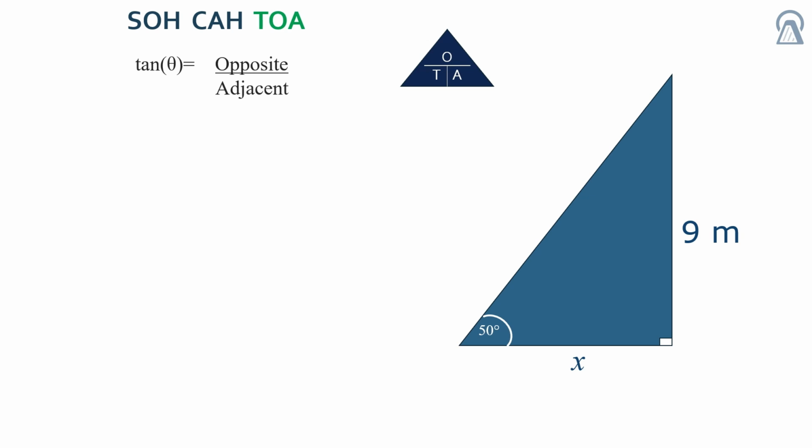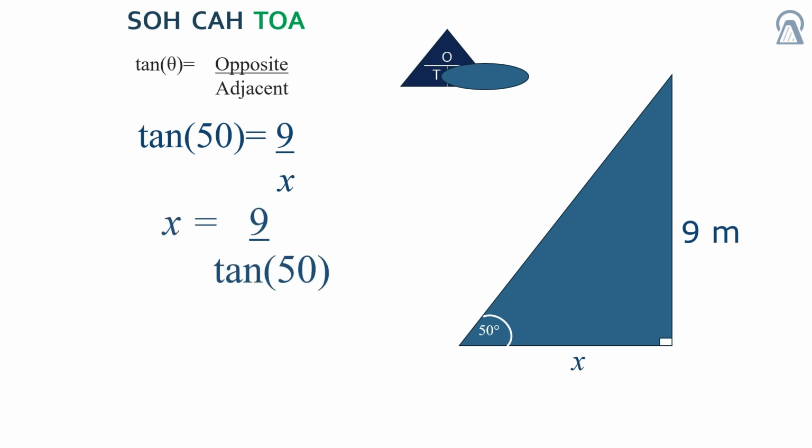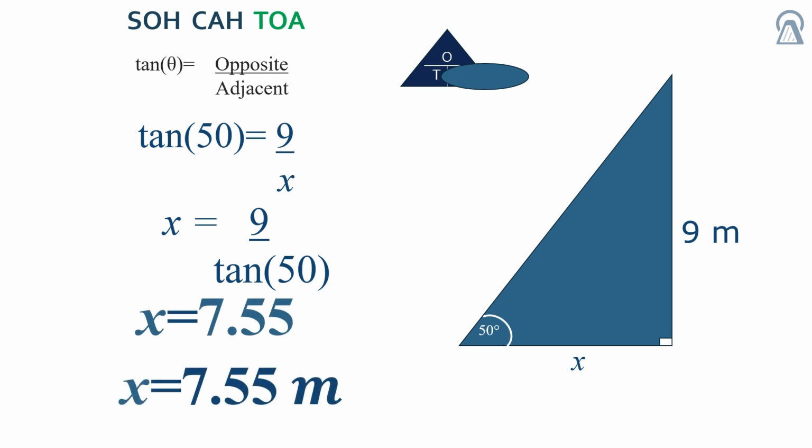Again, pop in what we know. We know the opposite is 9, and we know the angle is 50. Check to see if we need to do any rearranging, and we do for this one. So we're going to have x is equal to 9 divided by tan 50. Pop that into a calculator, and that will tell you that the x value on this triangle is 7.55 meters long to 2 decimal places. Well done. Now that you've got the hang of identifying the different sides and identifying the correct ratio, you should be able to work out any missing side on a right-angled triangle using your trigonometry.